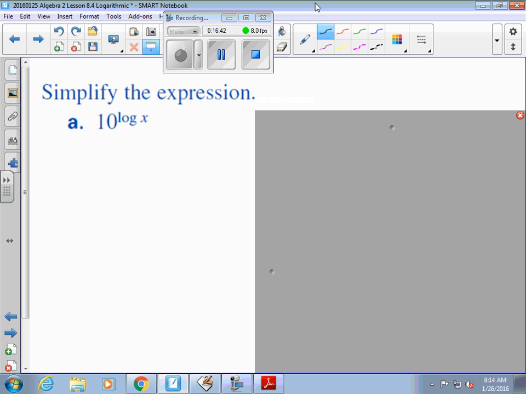Here we go. Let's simplify this expression: 10 to the log of x. Remember, you want the exponent to be the same as base. You can clearly see that, remember, 10 is the unwritten base with logarithms. So this is saying 10 to the log base 10. They eliminate each other. x is the simplified answer. It's real simple.